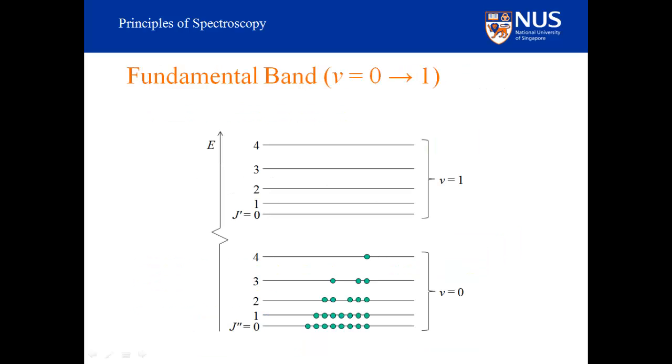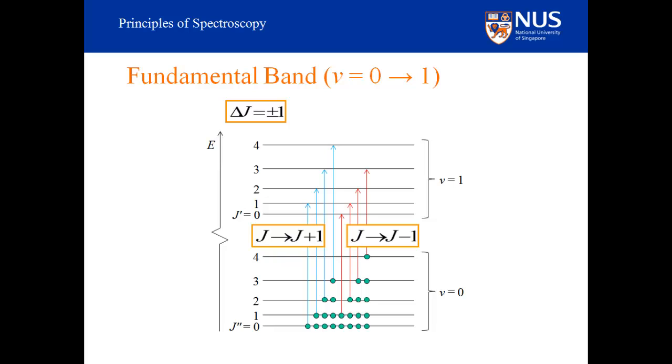Let's draw out our rovibrational energy levels once more. We're going to look at just the fundamental band in which we excite molecules from V equals 0 to V equals 1. But delta J has to be equal to plus or minus 1. What will this mean? It will mean that I can get transitions like this, from J equals 0 to J equals 1, or J equals 1 to J equals 2, or J equals 2 to J equals 3, or J equals 3 to J equals 4.